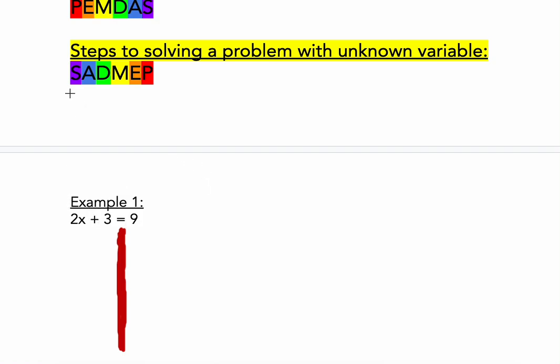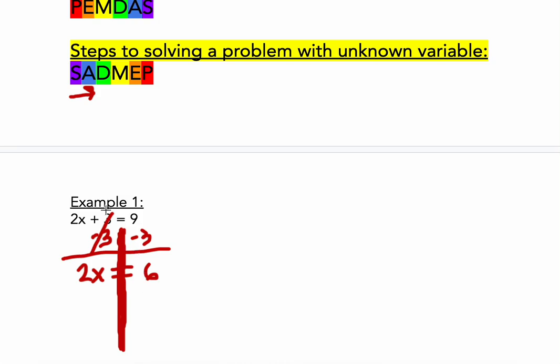So according to SADMAP, I'm going to subtract or add, whichever one I see first, going left to right, and I see a +3. Now remember, if I see a +3, I'm going to do the opposite. So if I see addition, I'm going to do subtraction. If I see subtraction, I'm going to actually perform addition. So I see add 3, so that means I'm going to subtract 3 on both sides in order to keep that equal. 3 minus 3 cancels out, so I'm left with just 2x on the side, equals 9 minus 3 is 6.